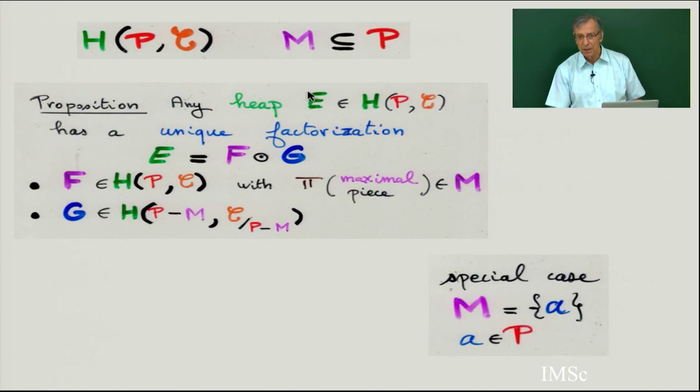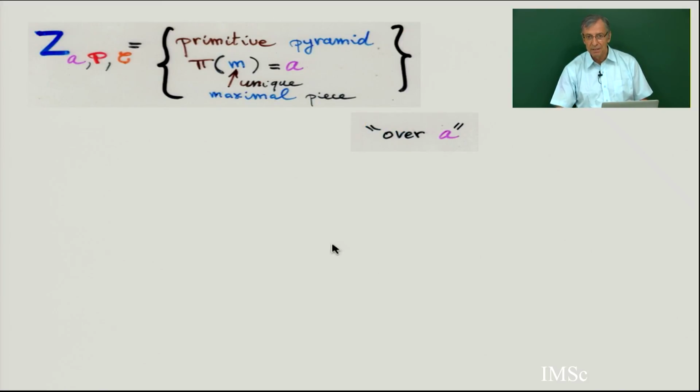So the special case of the commutation monoid, or the Heaps monoid, is M equal to A. In this special case, I am going to factorize the Heaps monoid into a product of two monoids. I define Z of A as the set of primitive pyramids P such that the unique maximal piece projects on A. Call this a primitive pyramid over A.